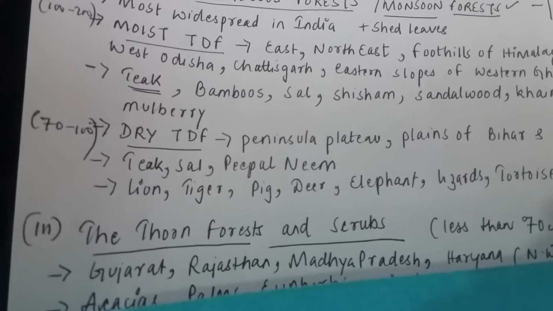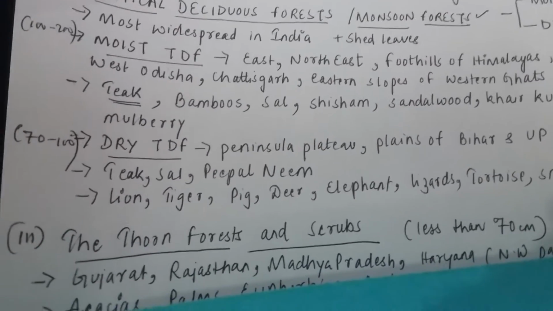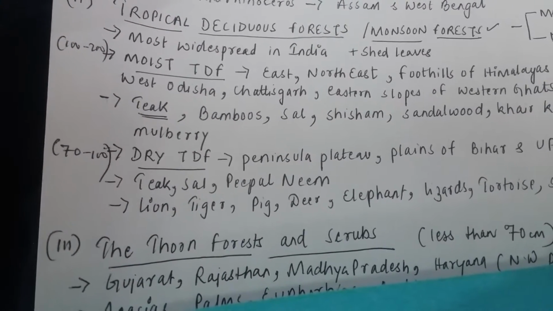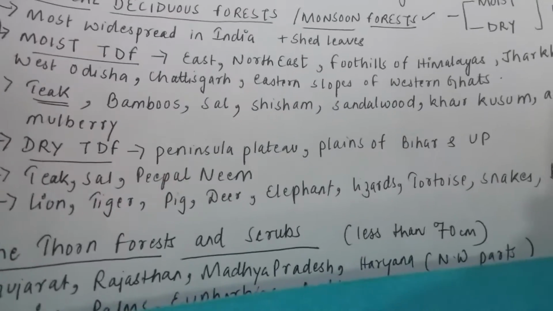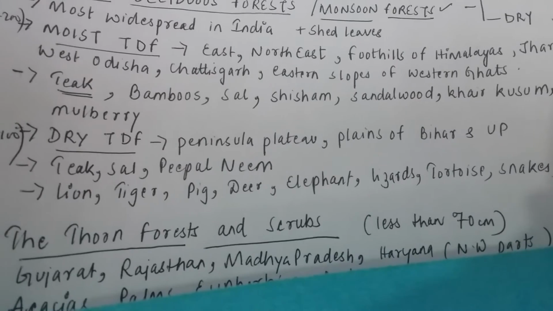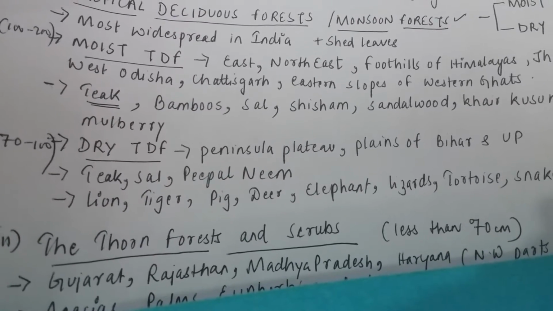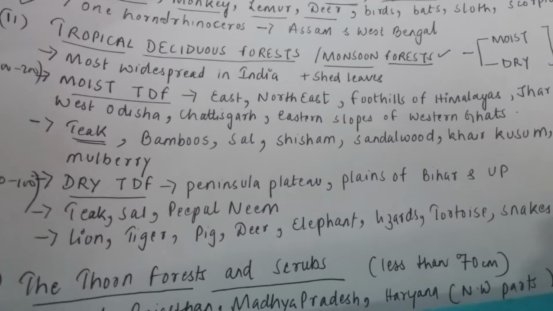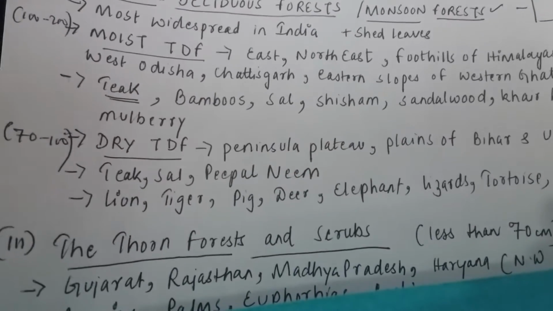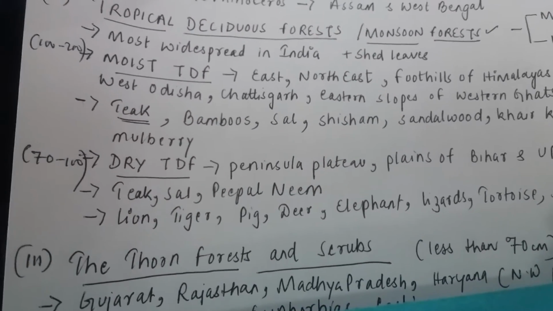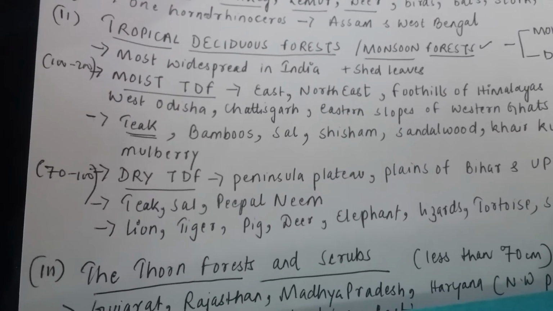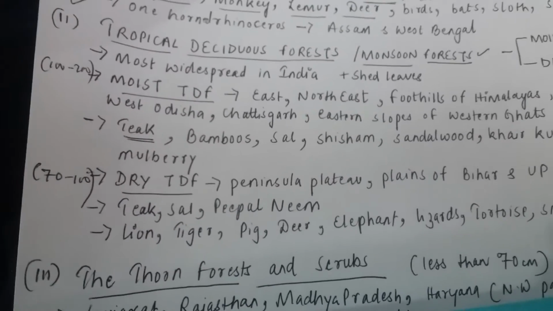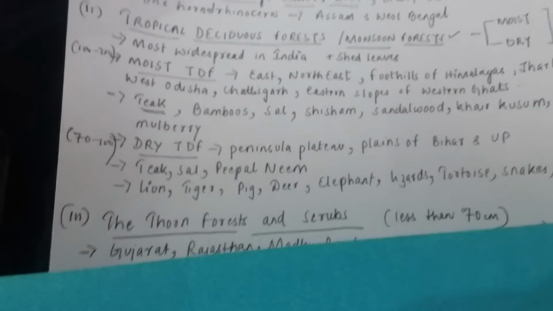Okay, so now coming to dry tropical deciduous forest. Places which receive below 100 centimeters of rain but definitely above 70 are included in this category. You can see Bihar, UP, and the Peninsular Plateau in this category. Two trees to remember: teak and sal. Earlier you remembered teak and bamboo, but here it is teak and sal. Animals would be lion and tiger. It is very important because the national animal and the national animal of the past are both in this type of forest. So dry tropical deciduous forest: lion, tiger, teak and sal.